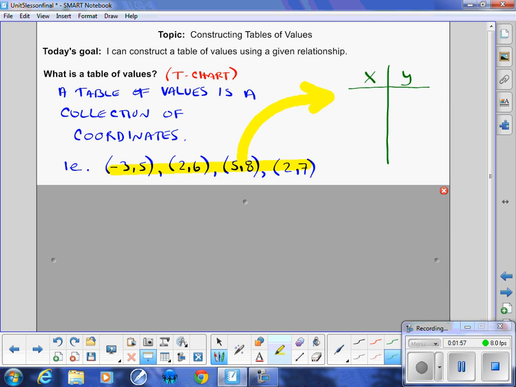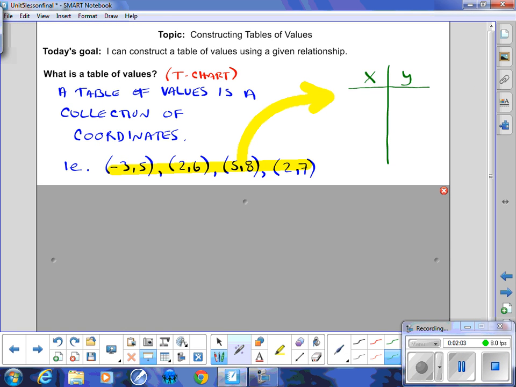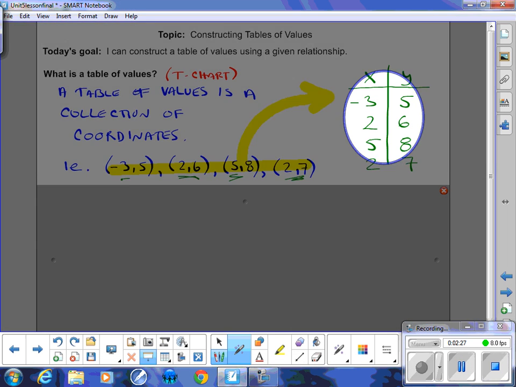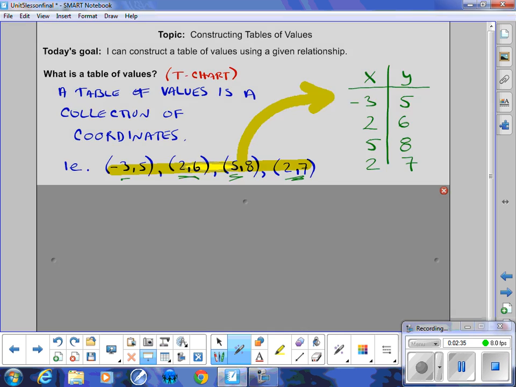So the first one, follow the dot. Here we go. -3, 5. The X coordinate is -3. The Y coordinate is 5. Continuing on my way: 2, 6, 5, 8, and 2, 7 in there. Now, isn't that a much, much neater way to write a whole bunch of coordinates? Because when I look at that, I'm thinking that's a sloppy mess. I call it a dog's breakfast. So much nicer being able to use a T-chart.